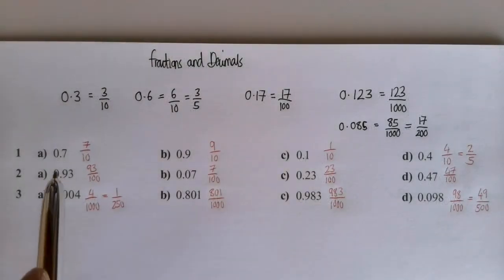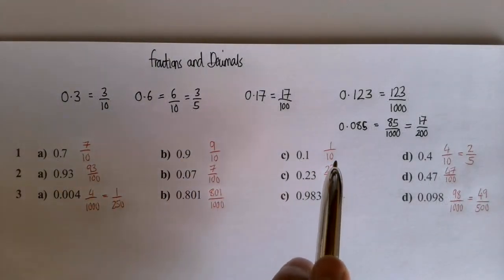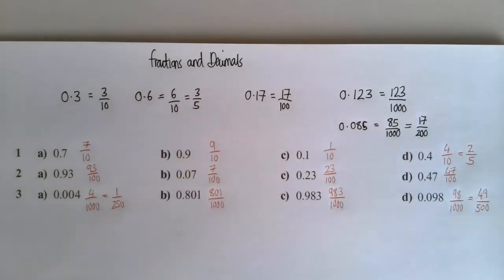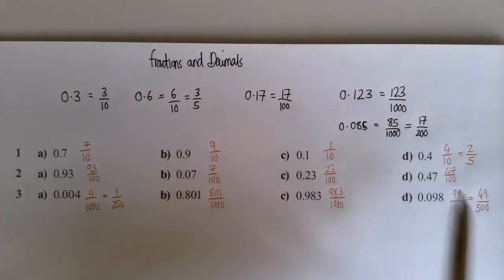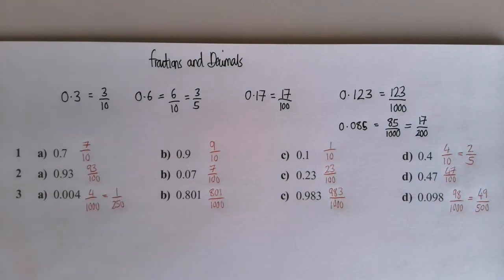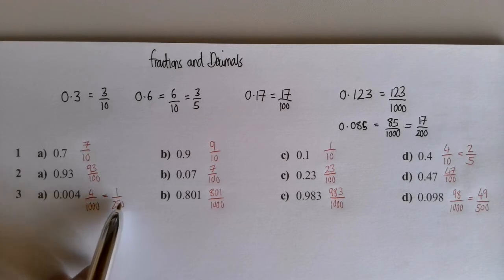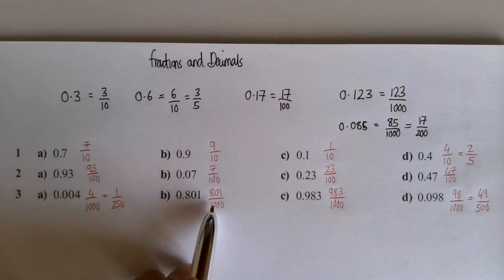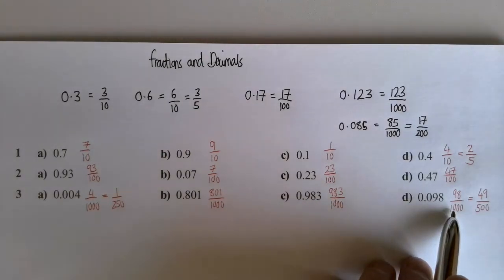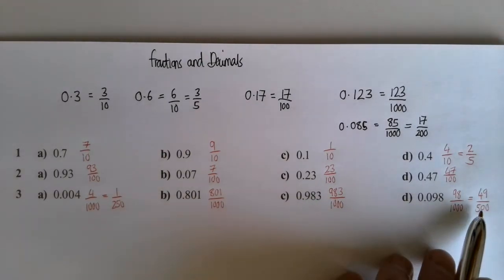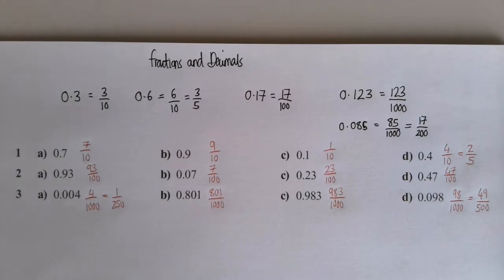Okay, so my tenths, all okay, and this one I could simplify. None of my hundredths could be simplified, so they just stayed as fractions over 100. My thousandths, well, that one I could divide top and bottom by 4. That one I couldn't simplify. That one I couldn't simplify. This was a tricky one. I'm impressed if you got that right. You could halve top and bottom. So going from a decimal to a fraction is really straightforward.